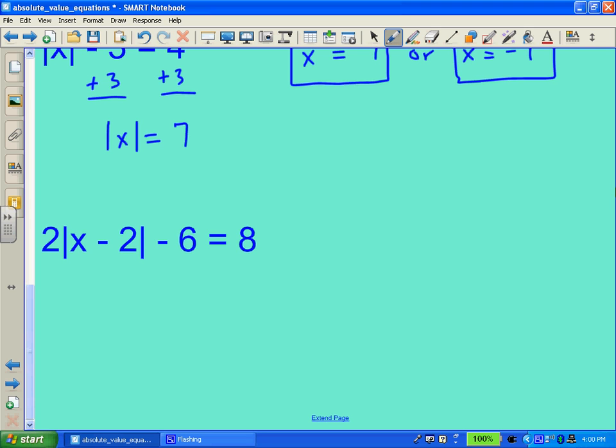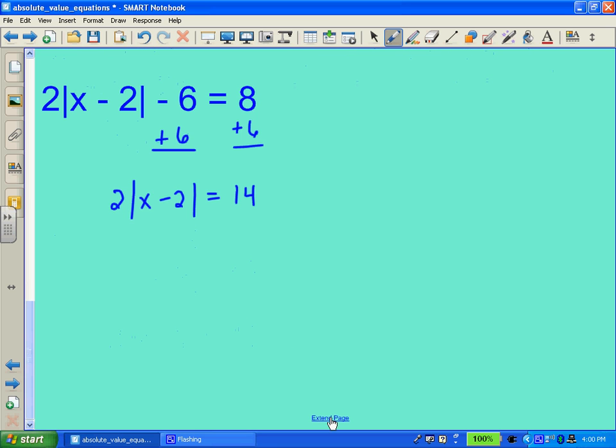Let's look at this last example here. So here I have 2 times the absolute value of x minus 2, minus 6. Two things are happening to it. It's being timesed by 2 and subtracted by 6. So, again, I got to get it by itself. So I'm going to add 6 to both sides. And that gives me 2 times the absolute value of x minus 2 equals 14. Then I got to divide by 2.